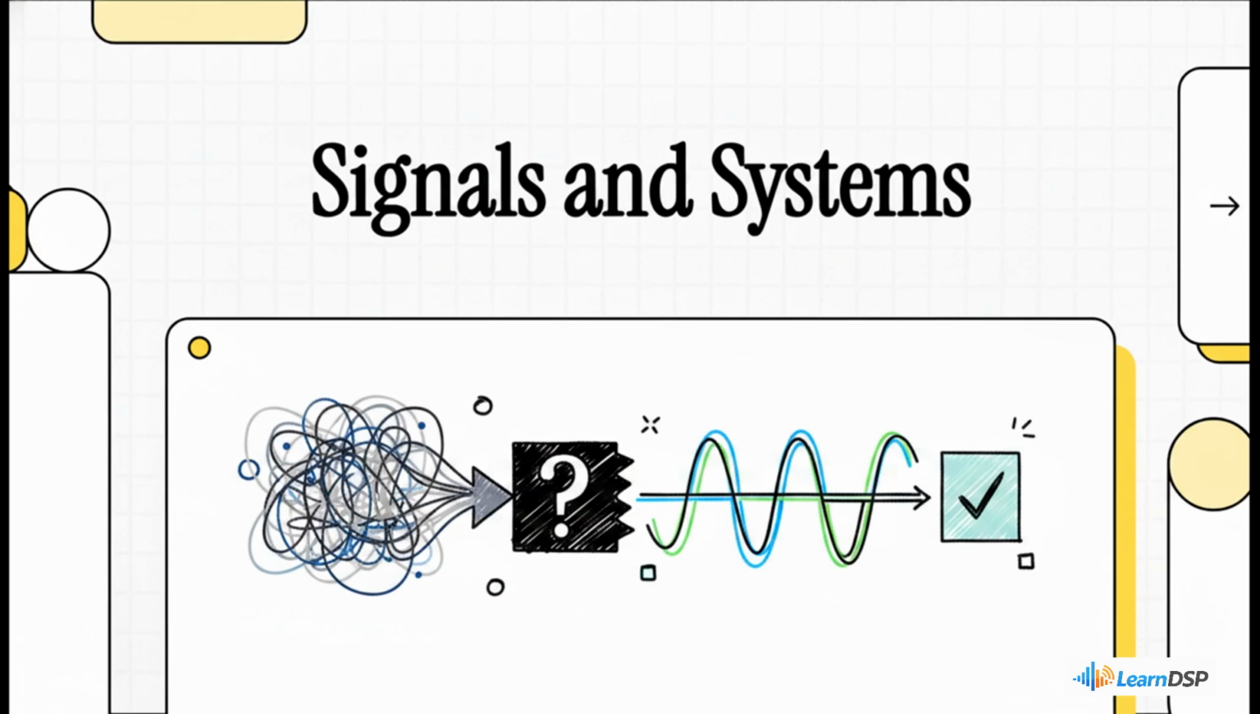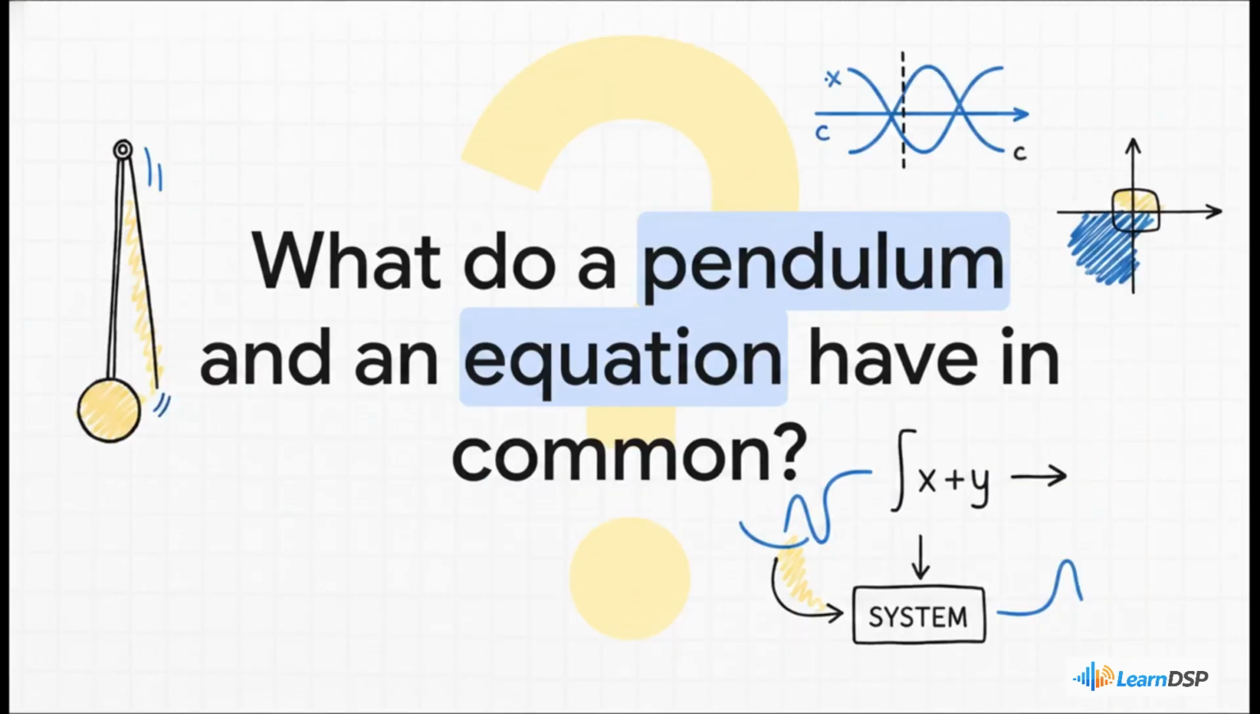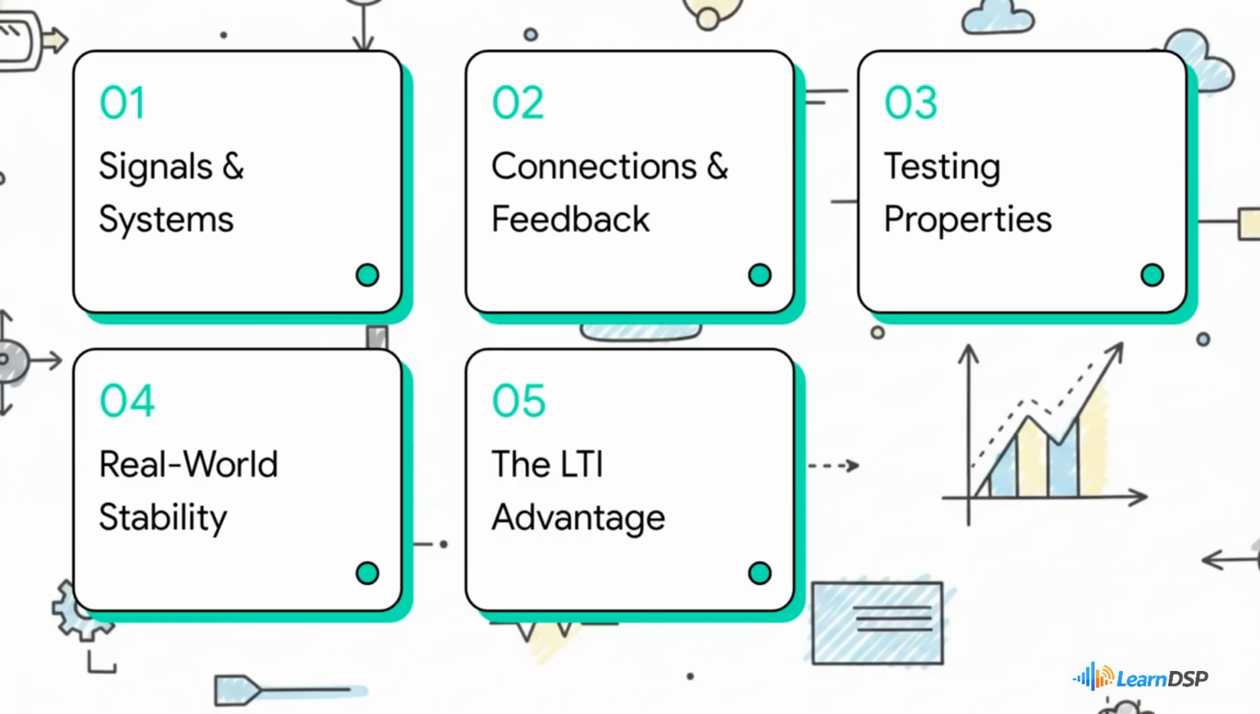Let's get into it. But to get us started, I want you to think about this for a second. What do a physical, swinging pendulum and a purely abstract mathematical equation actually have in common? I know, it kind of sounds like a trick question, right? But I promise you, by the end of this explainer, the underlying rules that govern both of them are going to be crystal clear. Okay, let's look at our roadmap real quick.